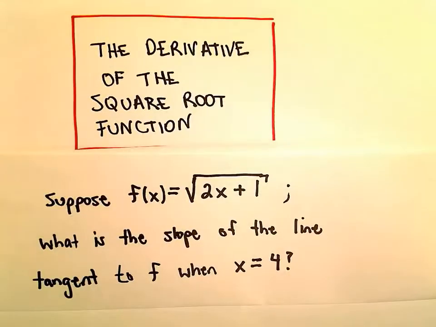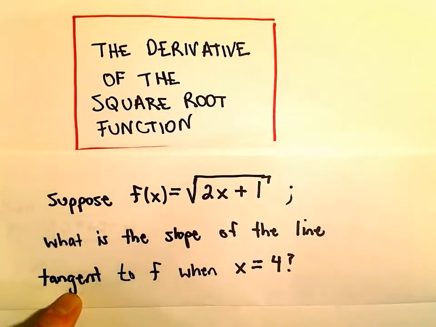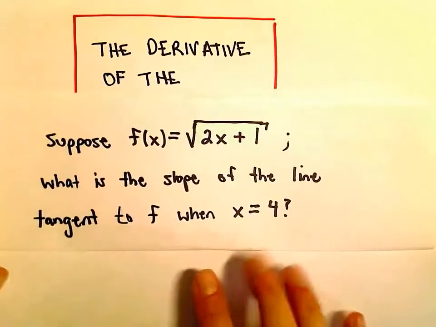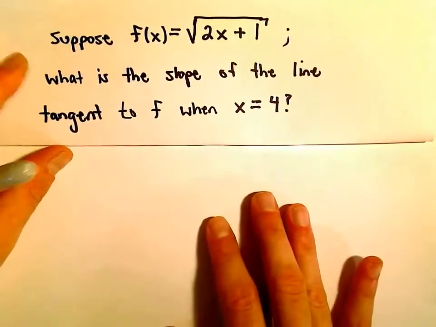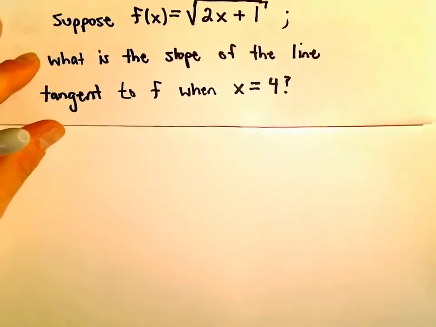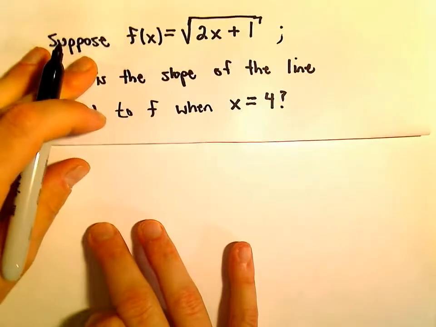Alright, in this example, we're going to start with the function square root of 2x plus 1, and we're going to find the slope of the tangent line to our graph when x equals 4. So I think we've seen how to find slopes of tangent lines. We need to compute the derivative, so that's what we'll do.